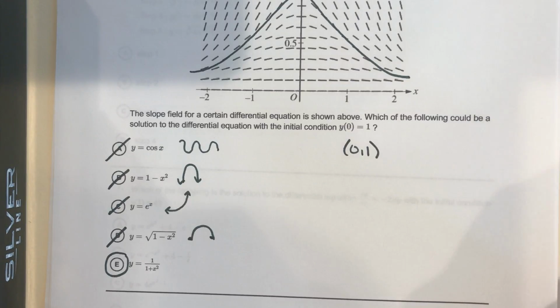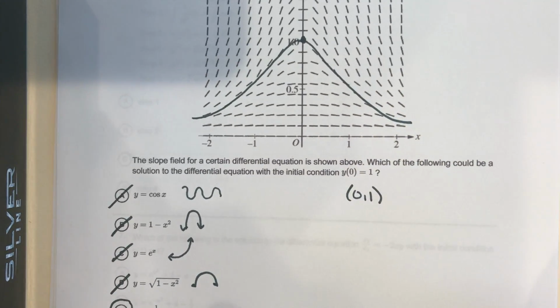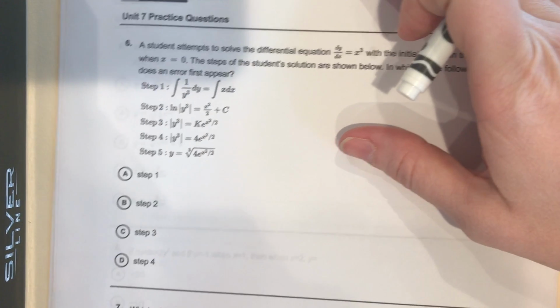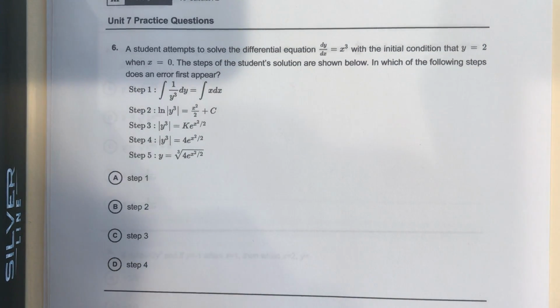Okay, last question, so let's go on to question number 6. Number 6: a student attempts to solve the differential equation dy/dx equals x to the third with the initial condition that y equals 2 when x equals 0. The steps of the student's solution are shown below. In which of the following steps does an error first appear?